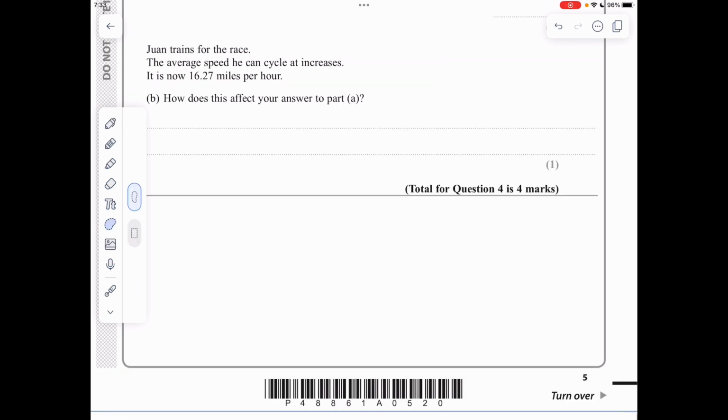We are then told that you run trains for the race. The average speed increases. It is now 16.27 miles per hour. And how will this affect our answer to part A? Well, obviously, if the speed increases, it means we're covering more distance on a daily basis. And therefore, we can simply say that we will be completing this race in less than the 25 days we calculated before.